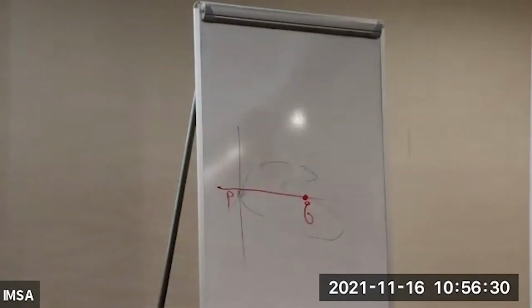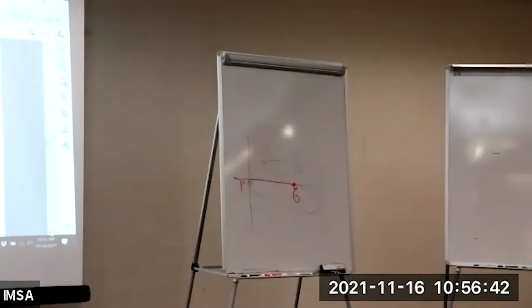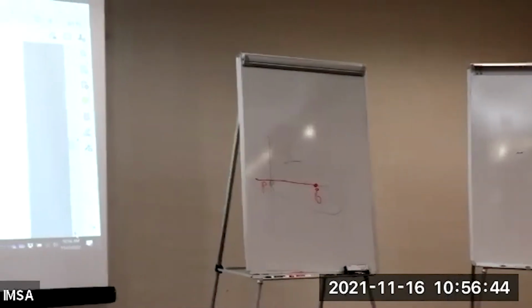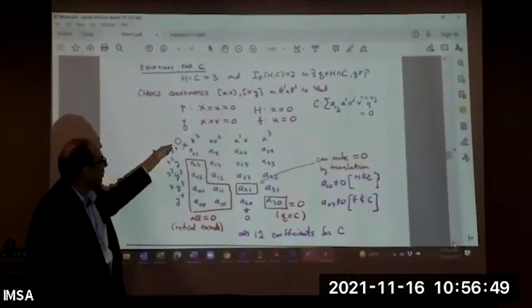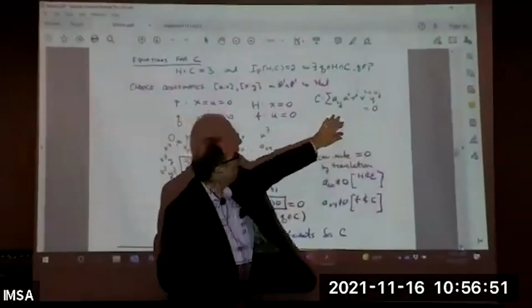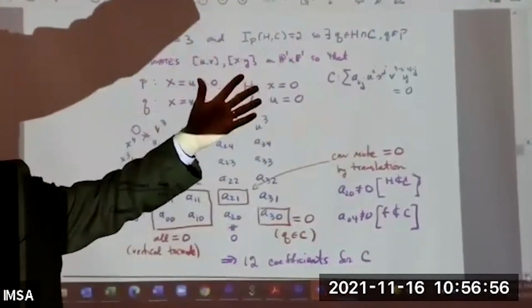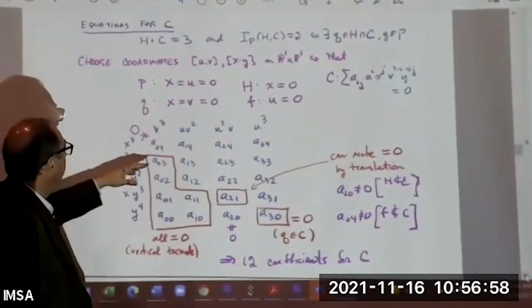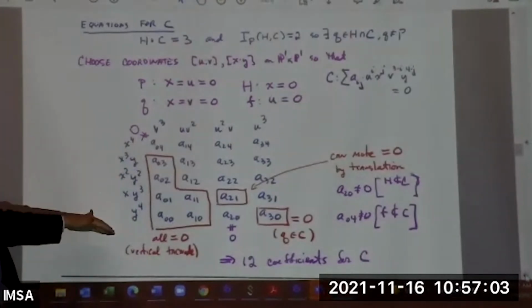Now, I want to choose coordinates such that P is at the origin of one coordinate system, Q is at the origin of another coordinate system, F is defined by one coordinate equals 0, and H is defined by the other coordinate equals 0. It's easy to do. And you see that because it's a type 4,3, you can arrange the equation for C, which is bihomogeneous, of degree 4,3. It's got degree 3 in the UV coordinates. It's got degree 4 in the XY coordinate system.